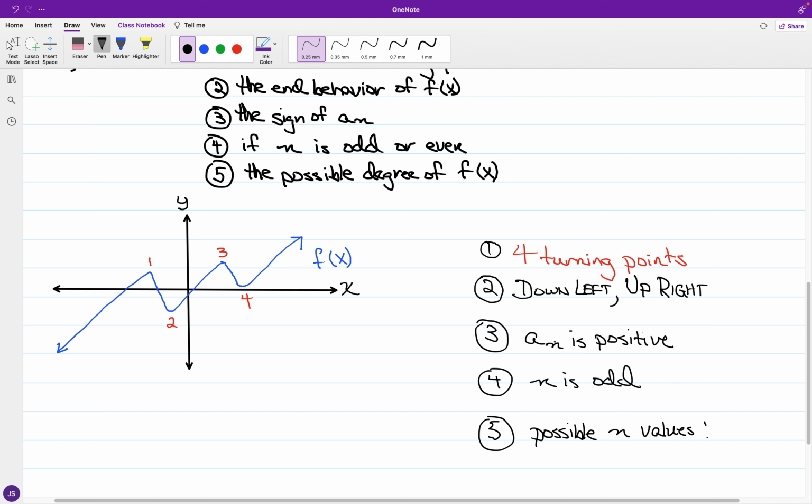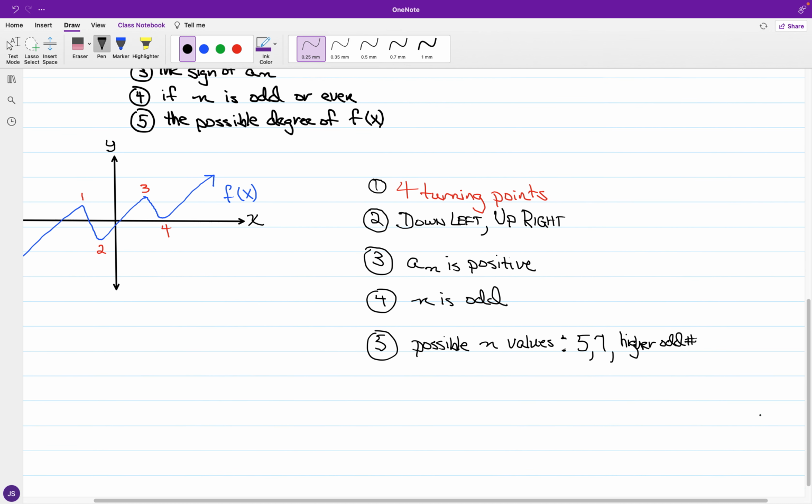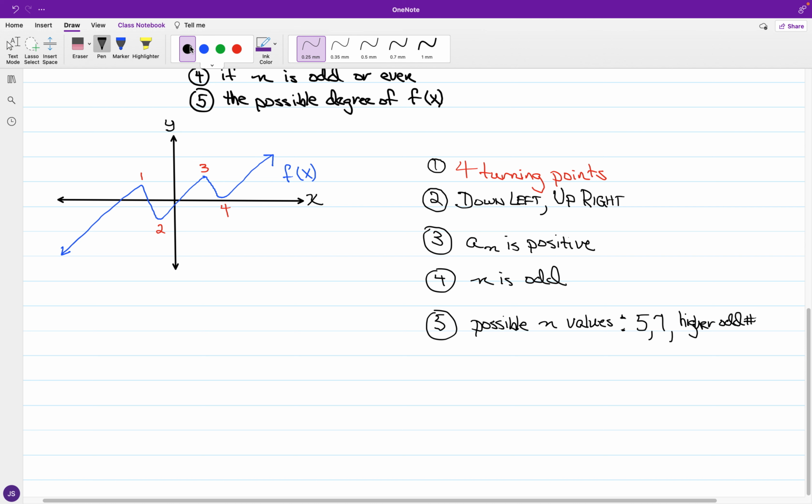So when n is odd, we cannot include 1 or 3 since that is less than the number of turning points. Whatever value for the degree we have must be greater than the number of turning points. So it could be 5, and if it's not 5th order, then it will be 7th order or some other higher odd number. So this is what we have for this particular polynomial function.